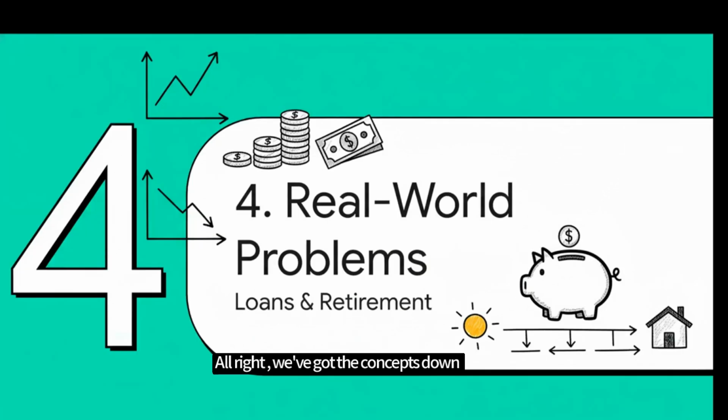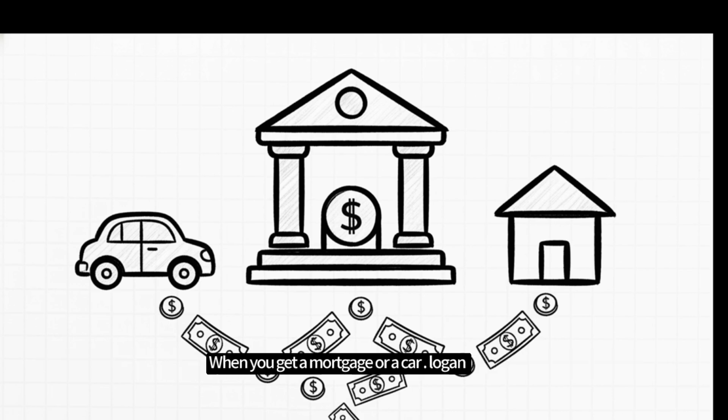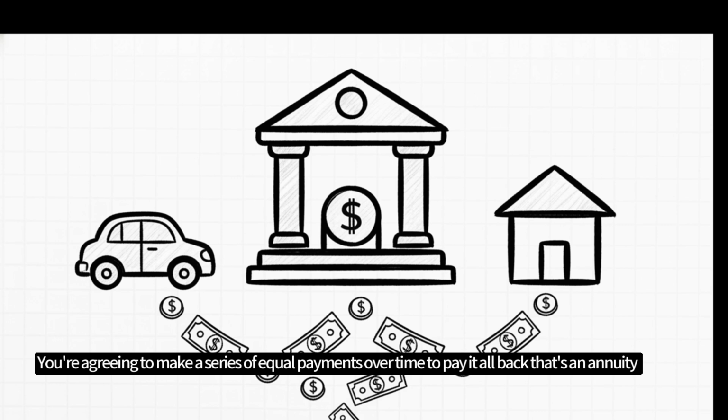All right, we've got the concepts down, we've got the calculator settings straight, so let's put this into practice. Let's see how these ideas actually get used to solve real-life problems like figuring out loans or planning for retirement. Loan amortization is a perfect example of an ordinary annuity that you probably already know. When you get a mortgage or a car loan, what are you doing? You're agreeing to make a series of equal payments over time to pay it all back. That's an annuity.